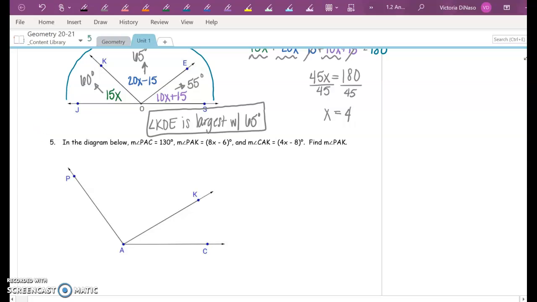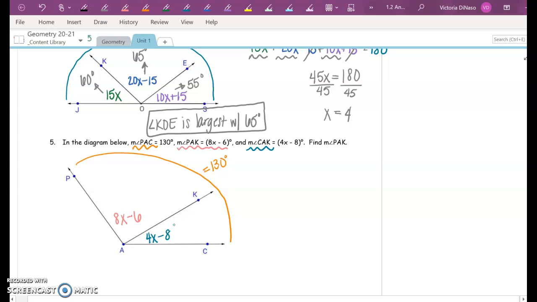Right, number 5, it says in the diagram below, the measure of angle PAC, so from P to A to C, that's the whole thing, PAC equals 130 degrees. Then we have that the measure of angle PAK is 8x minus 6. And then we have that the measure of angle CAK is 4x minus 8. Please make sure that you're labeling your picture correctly.